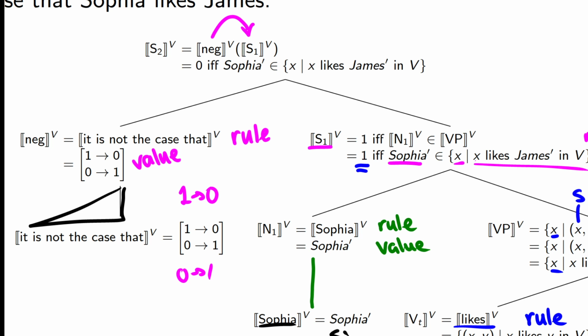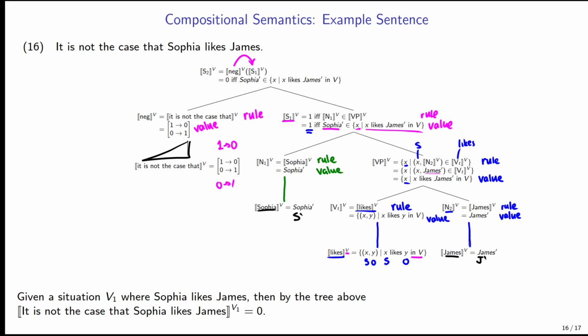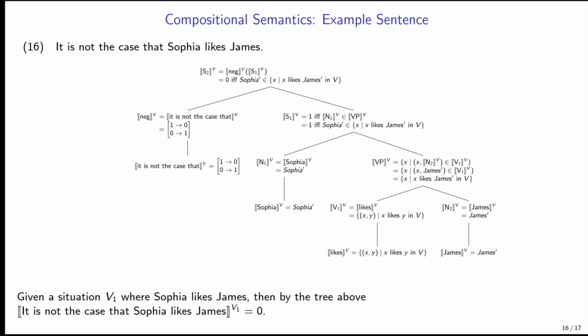So at the end of our tree, here's what we have. This is our final tree. So all of our little notes are here. I can just get rid of these so we can see what the final tree looks like. But this is an entire compositional semantic tree for the sentence, it is not the case that Sophia likes James. And it tells us when our sentence is true or when our sentence is false. Now, this is for any generic situation, but we can have specific situations.